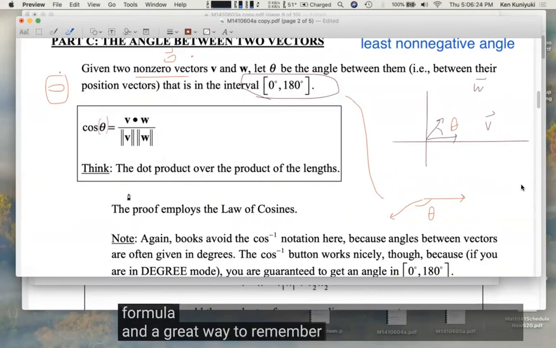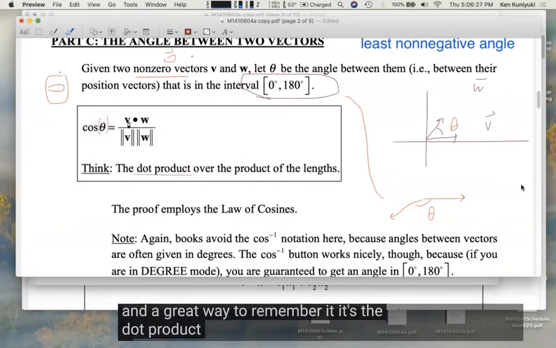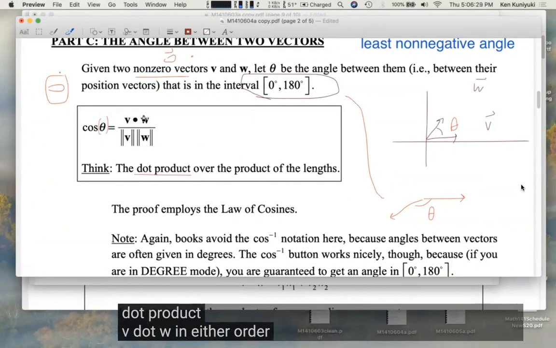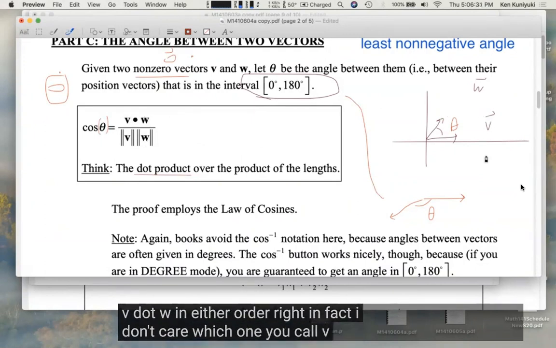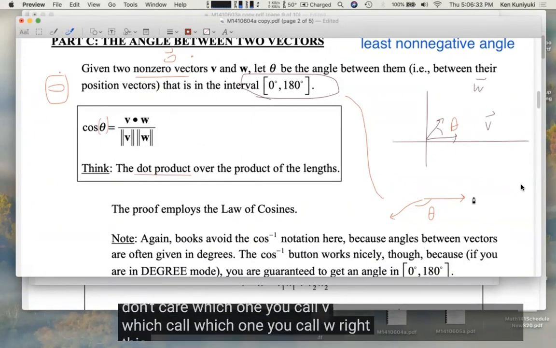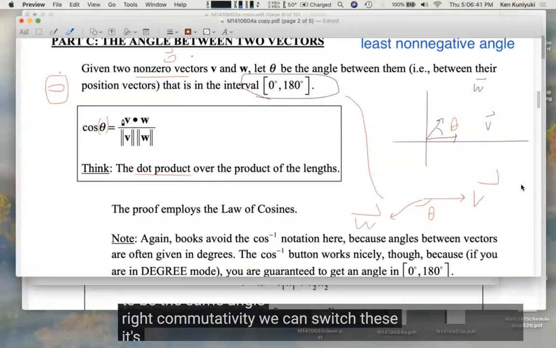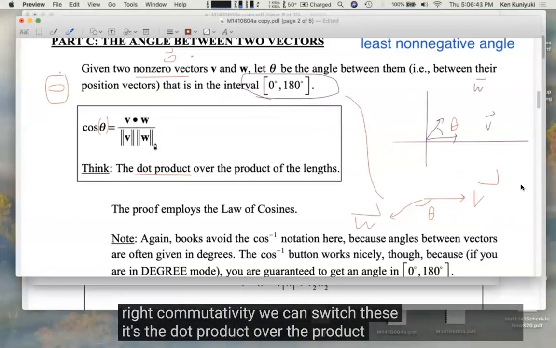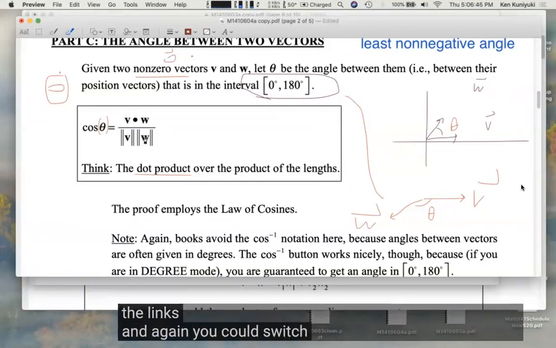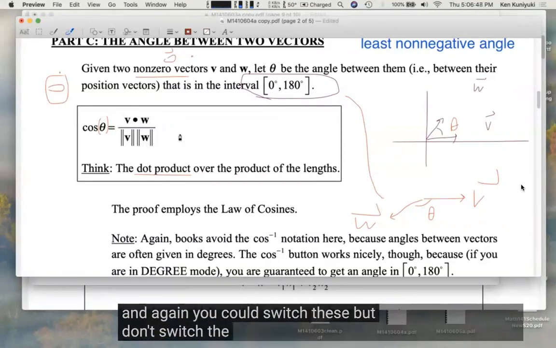And a great way to remember it, it's the dot product, V dot W, in either order, right? In fact, I don't care which one you call V, which one you call W. This could be V, this could be W, or vice versa. It's going to be the same angle. Commutativity, we can switch these. It's the dot product over the product of the lengths. And again, you could switch these, but don't switch the top and the bottom. It's the dot product over the product of the lengths.